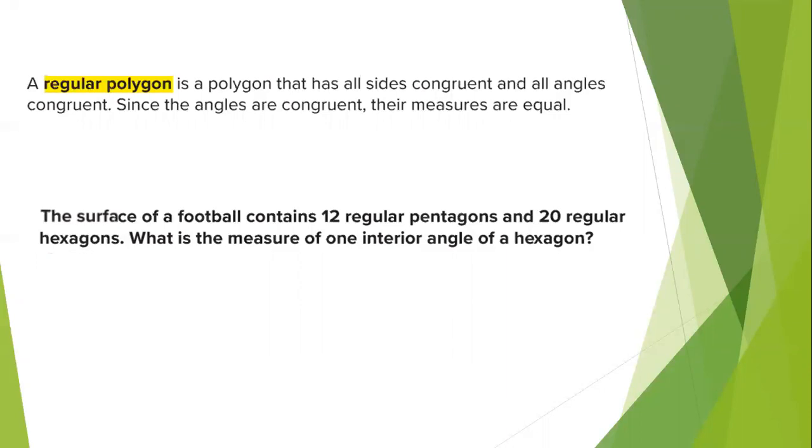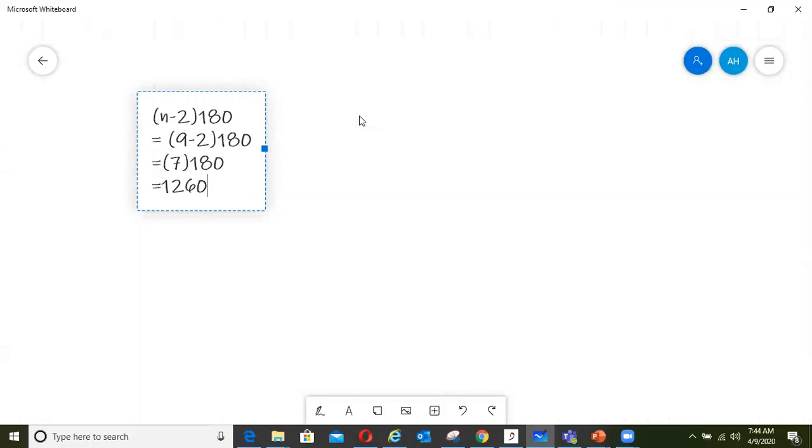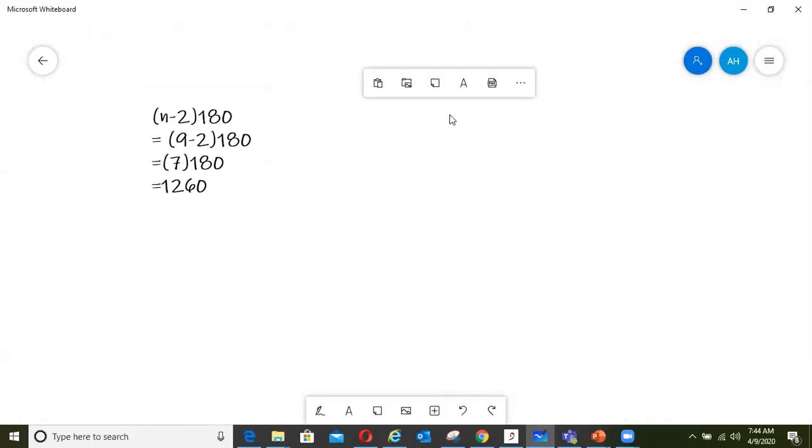To find the measure of one interior angle of a hexagon, I need to find the summation of all the interior angles of the hexagon and then divide it by the number of angles in the hexagon, because all of them are congruent. So I will write here the formula to find the summation of all the interior angles of the hexagon. It's (n minus 2) multiplied by 180.